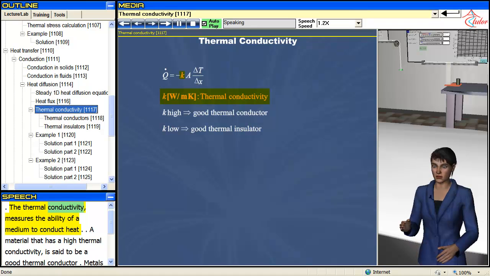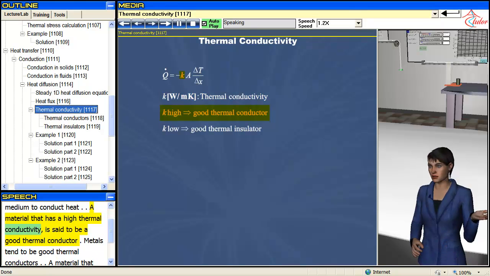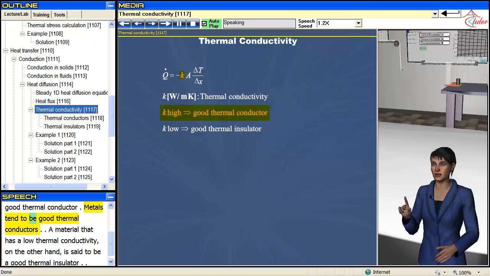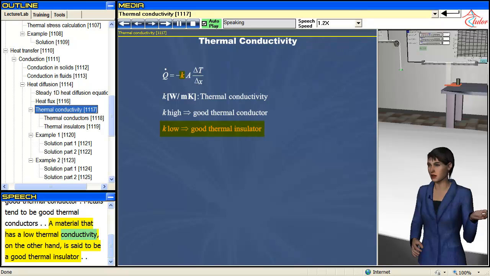The thermal conductivity measures the ability of a medium to conduct heat. A material that has a high thermal conductivity is said to be a good thermal conductor. Metals tend to be good thermal conductors. A material that has a low thermal conductivity, on the other hand, is said to be a good thermal insulator.